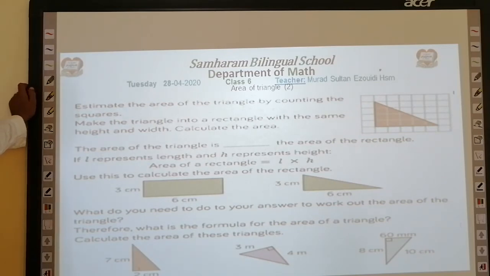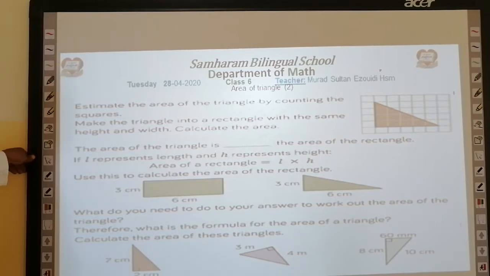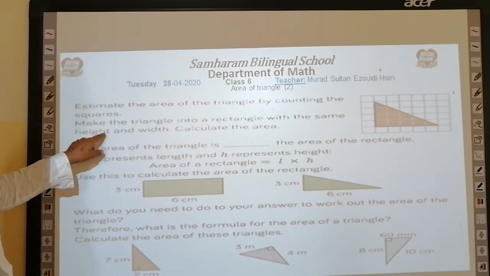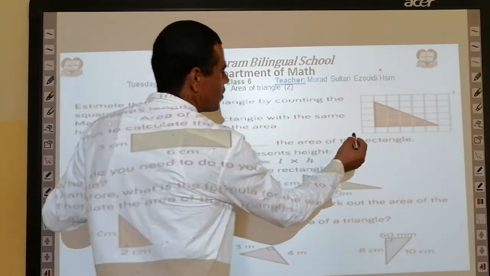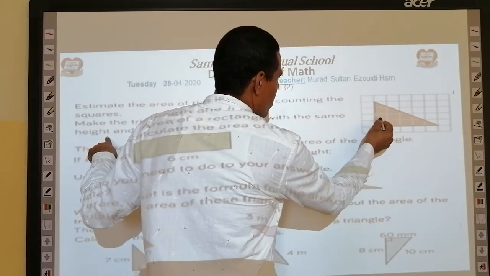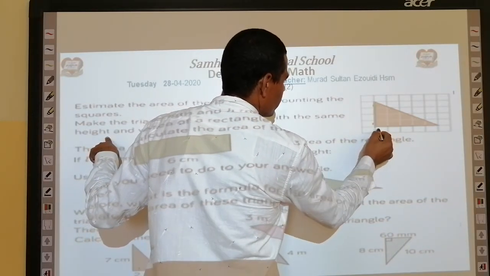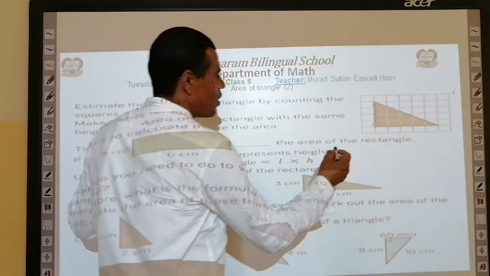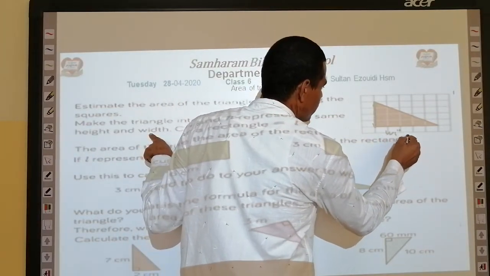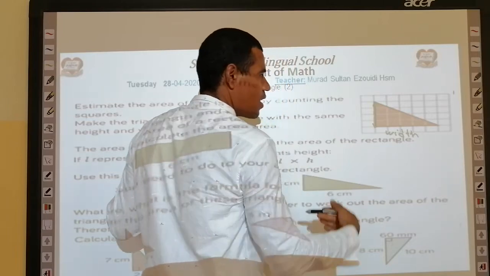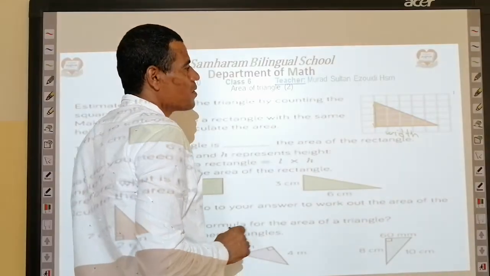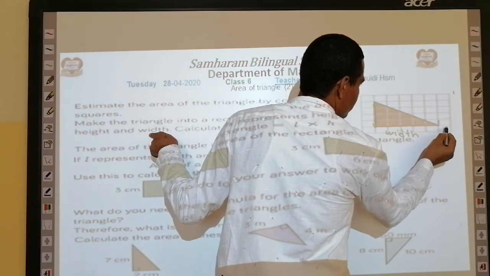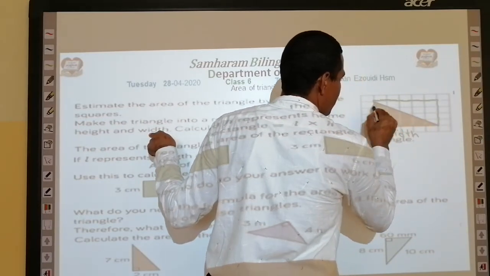here, my learners, estimate the area of the triangle by counting the squares. Make the triangle into a rectangle with the same height. This is the height. Okay? This is the height, my learners. And this is the width. Okay? No matter if the width is going to be more than the height. Okay? So, I will construct like that. This is, I will construct my rectangle.